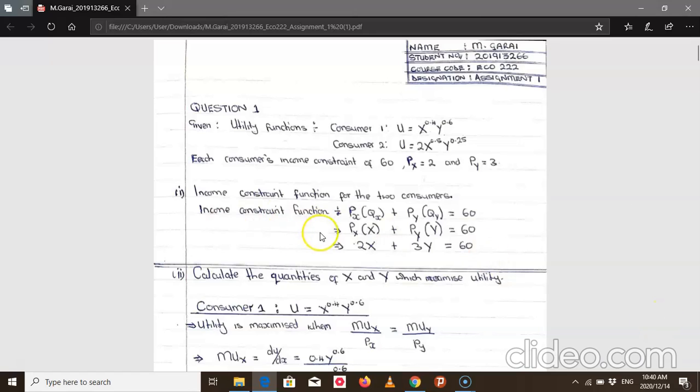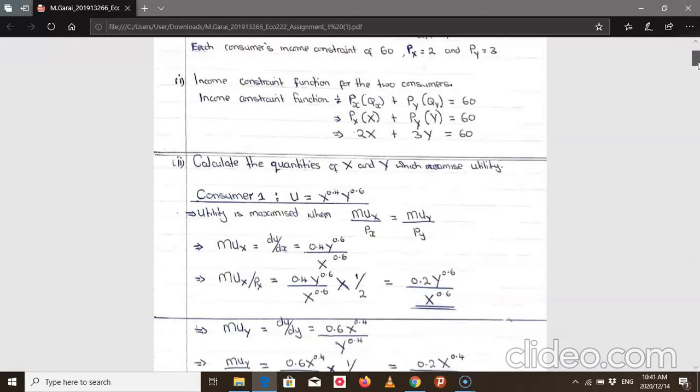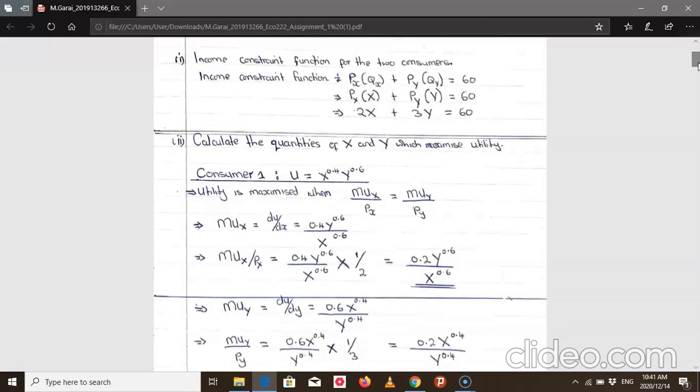So our income constraint function is 2x, which is the price of good X times the quantity of X, which we don't know, plus 3y, the price times the quantity of good Y, which equals 6 rand for both. So both consumer 1 and consumer 2 have this income constraint function. But they say calculate the quantity of X and Y which maximize utility. The keyword is maximize, but how do we maximize utility?